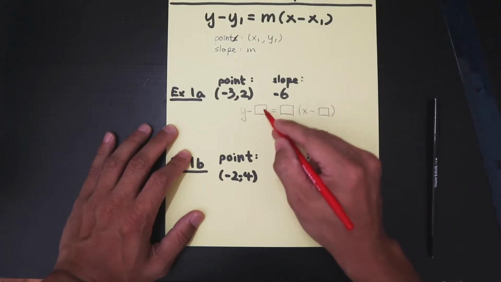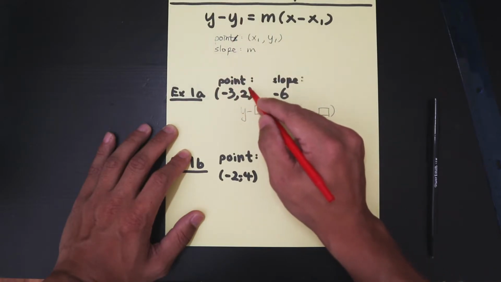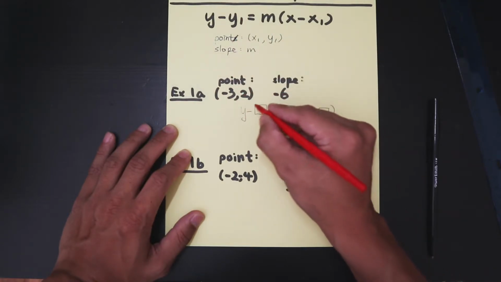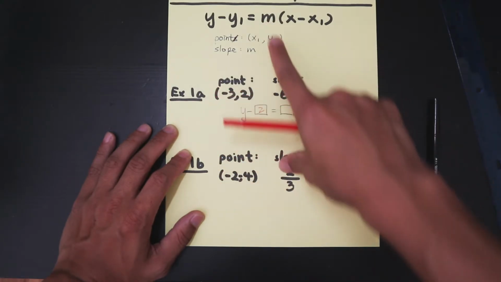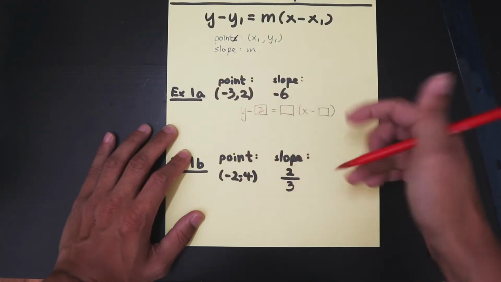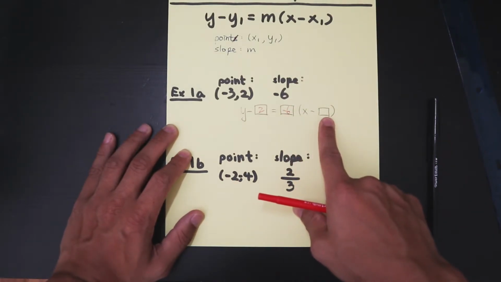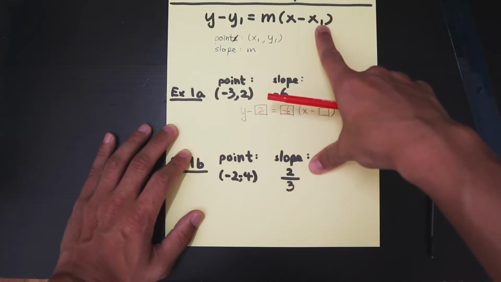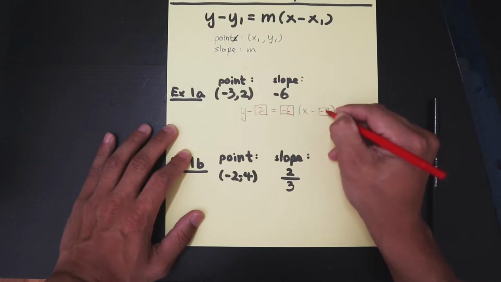So remember, the first box is your y value. Okay, your first box is your y value, and I know that the y value is the second number in the ordered pair, so we're going to put 2 here. And then the second box is the slope, and we know the value of the slope here, which is -6, so we're going to plug in -6 into this box. And on the last box, the value is the x sub 1, and x sub 1 is the first number in the ordered pair, which is -3.